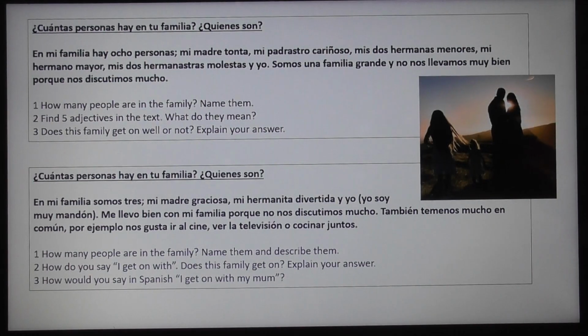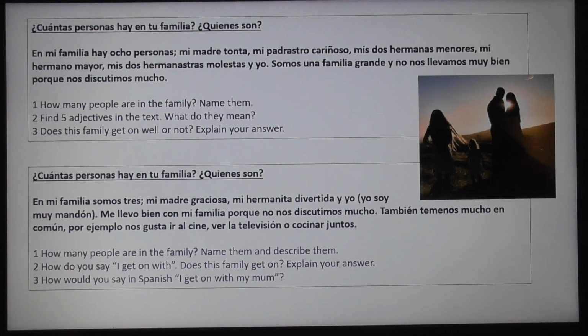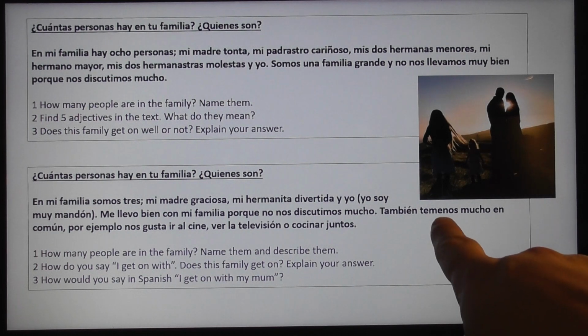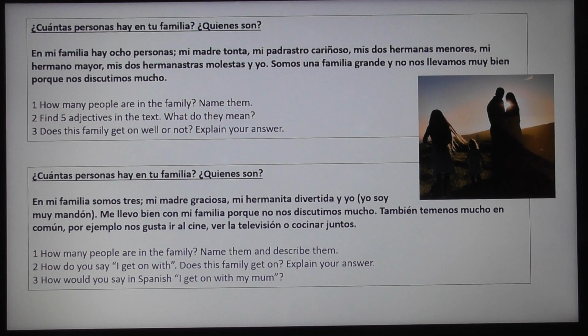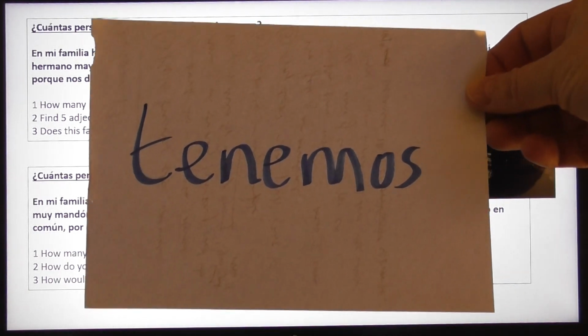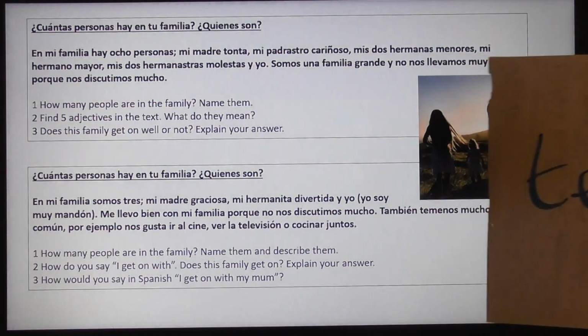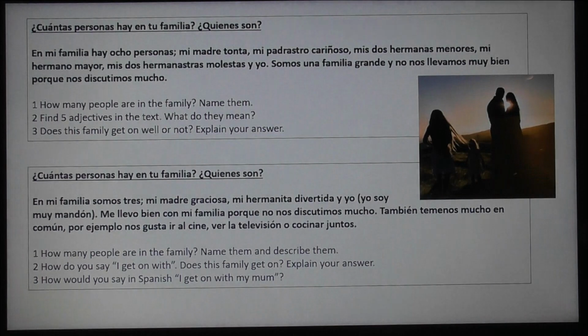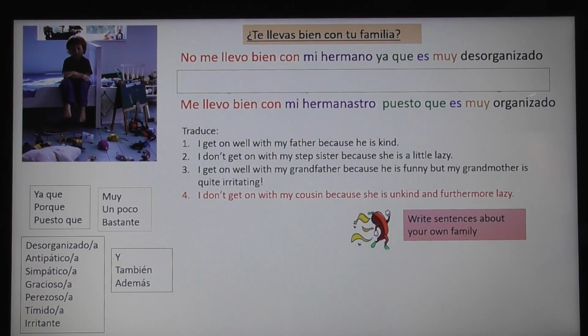Now, those of you who are eagle-eyed will be screaming at the screen, screaming at me right now, saying that is not accurate. You'd be right. If you want to say we have, it's not tenemos. That's spelled incorrectly. It should be tenemos. I do apologize profusely. Okay, so también tenemos. Right, we've got it all going on this page.